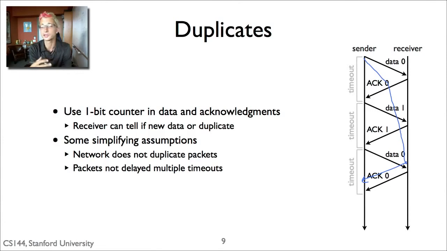And so this particular 1-bit counter approach makes two simplifying assumptions. First, the network isn't duplicating packets itself. Second, the packets are not being delayed for multiple timeouts. Now you can solve these problems by increasing the sequence number space, but for the simplifying assumptions to the simple protocol operating environment, this 1-bit counter can help a lot.